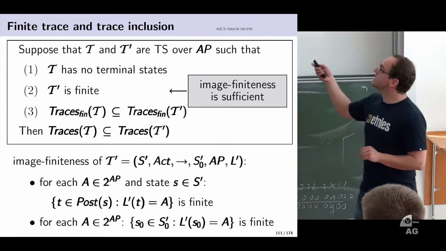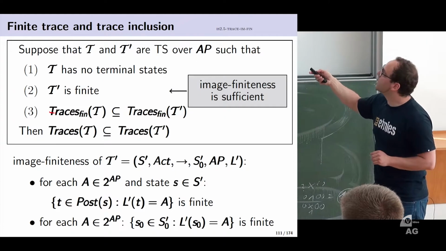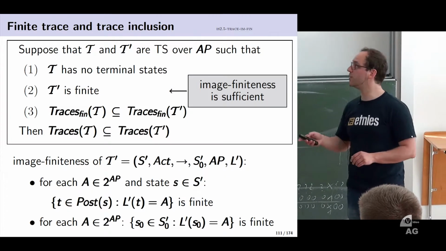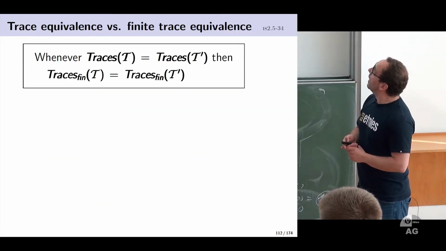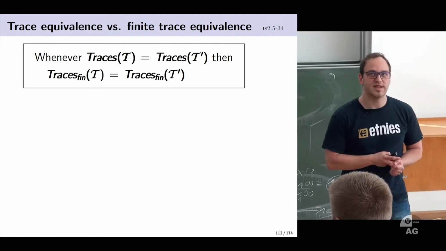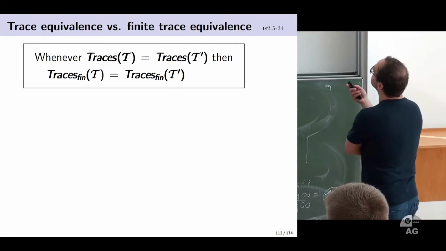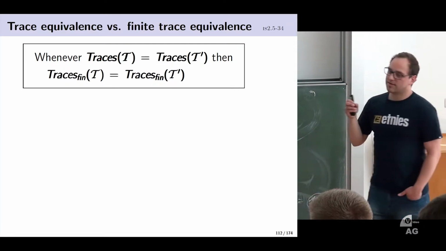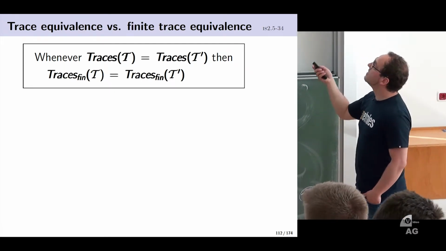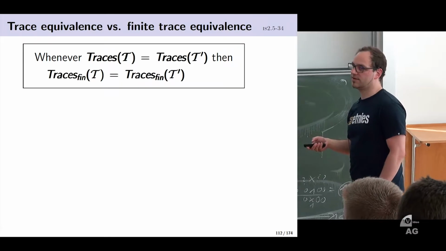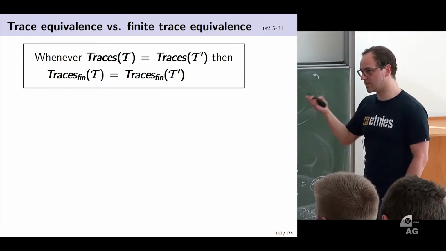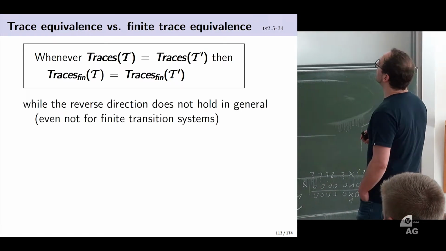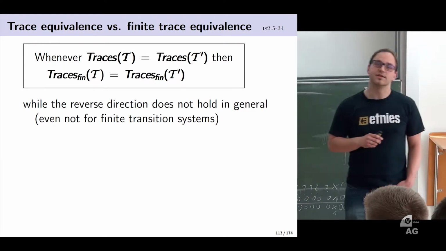Okay, but the bottom line is that under certain restrictions, you can show that finite trace inclusion implies trace inclusion. That's what you should take away, probably. Okay, so let's lift this to trace equivalence, moving from inclusion to equivalence. If the traces of two transition systems are the same, then clearly we also have that the finite traces of these transition systems are the same. This follows from the result we had previously for trace inclusion. But again, the reverse direction does not hold in general, and even not for finite transition systems.